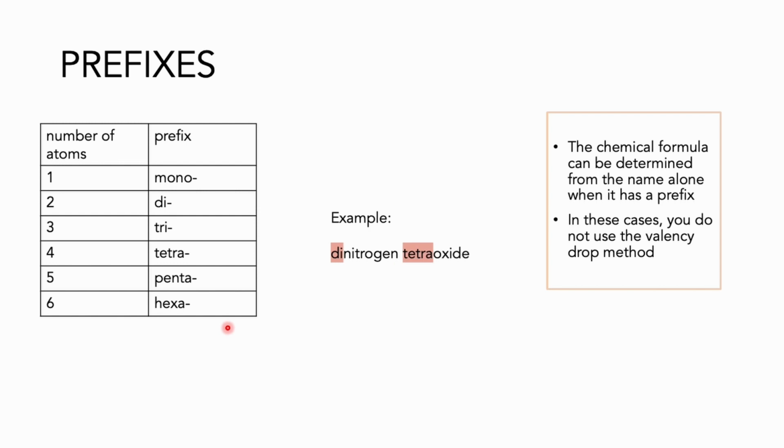So here's an example. The name tells you that there are 2 nitrogen atoms and 4 oxygen atoms in the compound, and that just gives you the formula straight away.